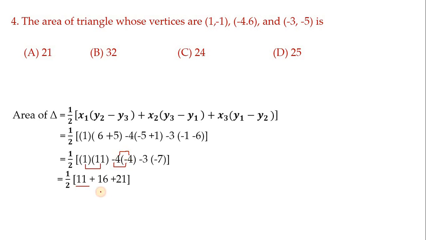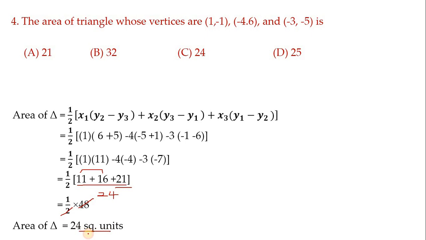4 4s are how much? 16. So again minus into minus is plus. So 3 7s are how much? 21. Now let us add all three numbers. So 11 plus 16 is 27. 27 plus 21 is 48. Now we can simplify here. 2 1s are, 2 2s are 4 and 2 4s are 8. Therefore the answer is 24 square units. So the correct option is C.